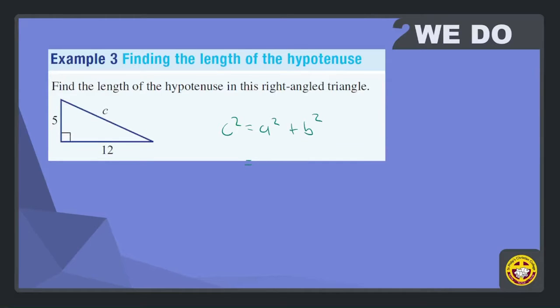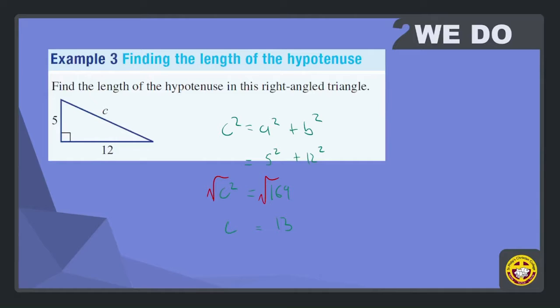Step number 2, we replace A and B with the numbers. It doesn't matter which number is A, and it doesn't matter which number is B, as long as we put the two numbers there. That now goes into our calculator, 5 squared plus 12 squared. That's not the final answer, that's c squared. We need to take the square root, and then that gives us our final answer, which is 13.